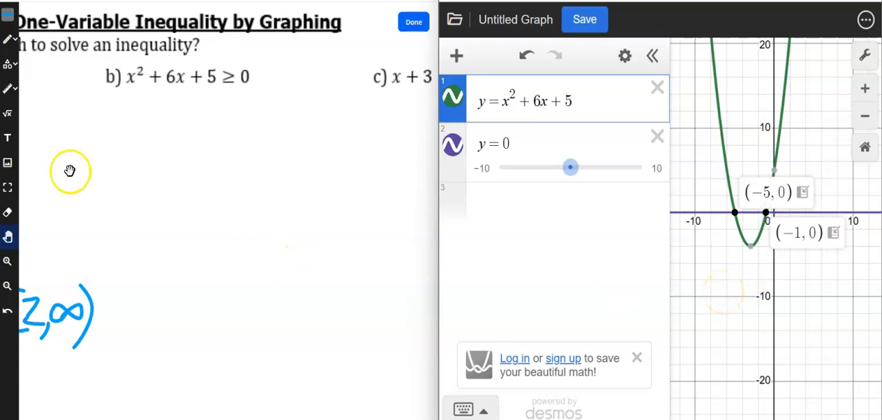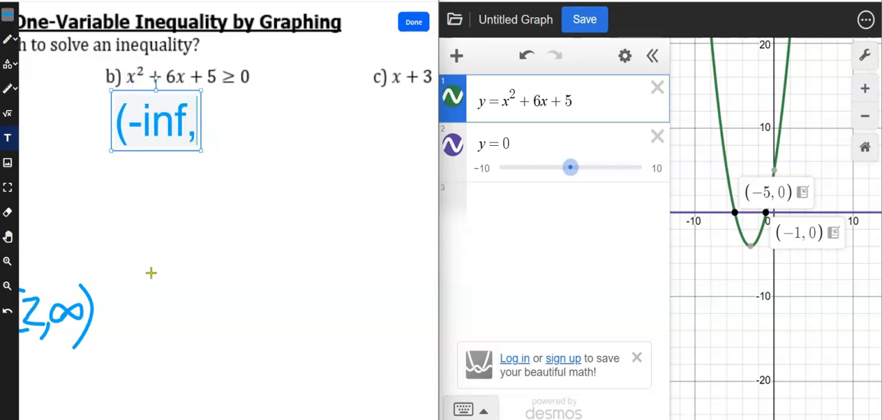So since we want greater than or equal to 0, we'll come back over here and we want parenthesis, negative infinity, comma, negative 5, bracket, union, bracket, negative 1, comma, infinity.